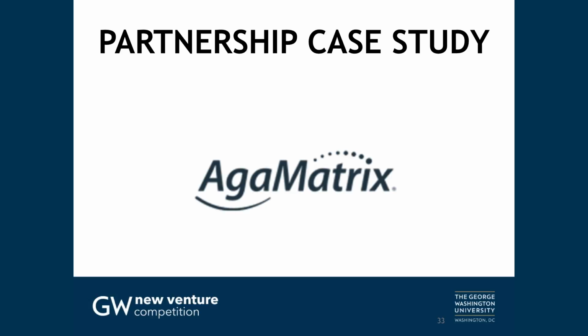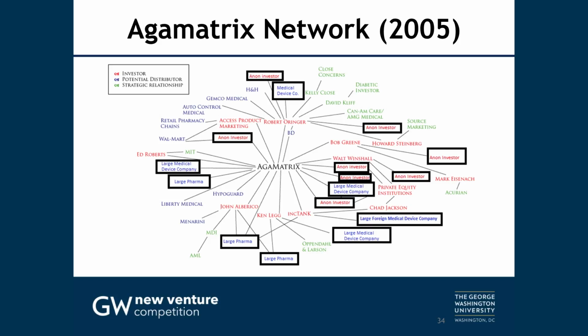Okay, here I'm going to switch gears a bit and go into another case study, focusing on partnerships. You'll recognize Agamatrix if you listened to the first lecture. To remind you, and for those who haven't listened, Agamatrix is a company that I invested in during my previous career as a venture capital investor, which makes blood glucose monitors. I invested in this company around 2003 or 2004. This slide shows you the huge complex network that we had developed around Agamatrix at the time.